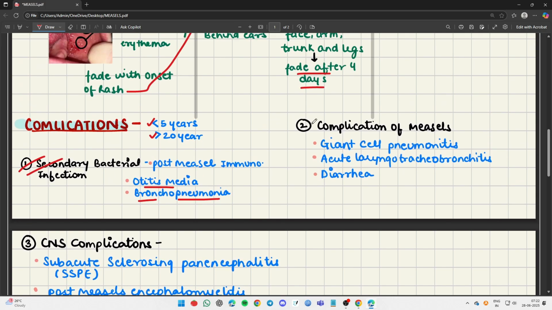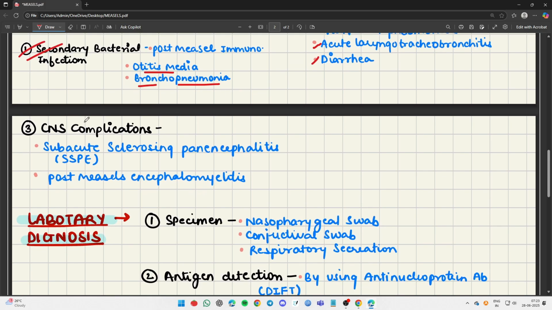Now we are going to talk about the complications of measles itself. These are not secondary bacterial infections. These are the complications of the measles virus itself: giant cell pneumonitis, acute laryngotracheobronchitis, diarrhea. CNS complications include subacute sclerosing panencephalitis (SSPE) and post-measles encephalomyelitis.